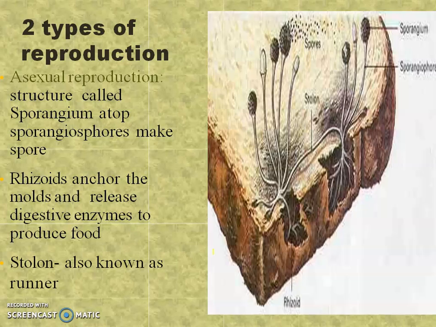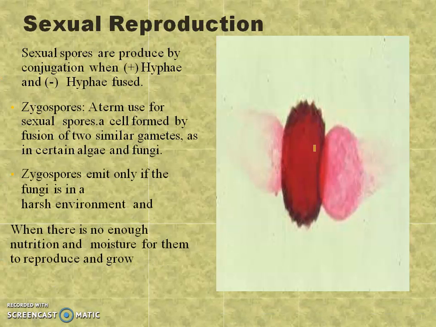You can see the type of reproduction, both sexual and asexual. A sporangium is borne on the sporangiophore. This is a sporangiophore, and on this sporangiophore the sporangia are borne, and these sporangia contain spores. Okay, and these are the rhizoids, where the hypha are in the form of rhizoids. They are connected with the stolon. This stolon is also known as a runner.